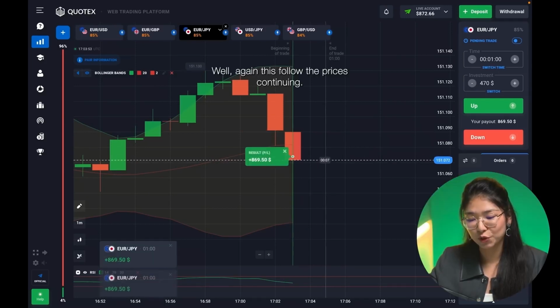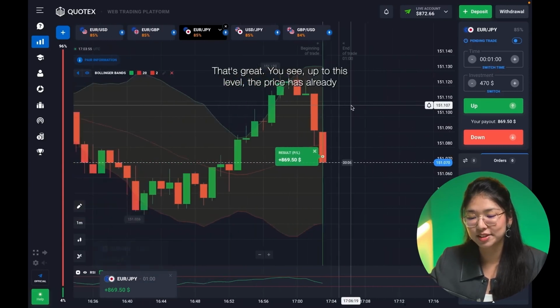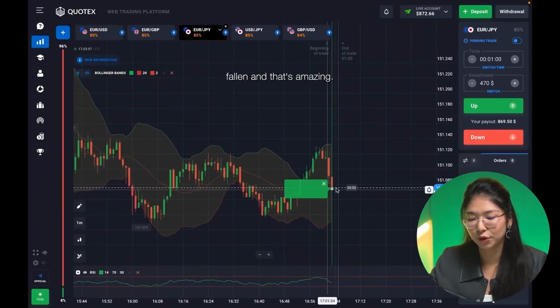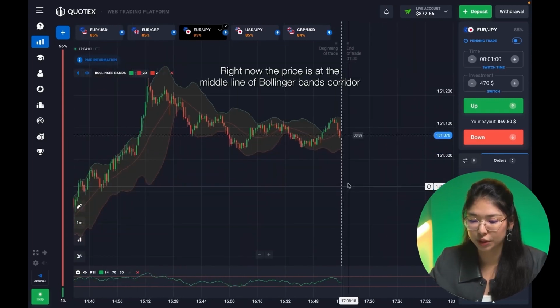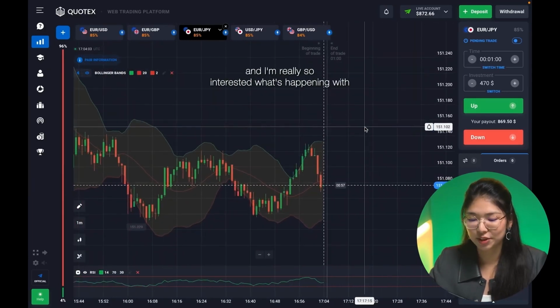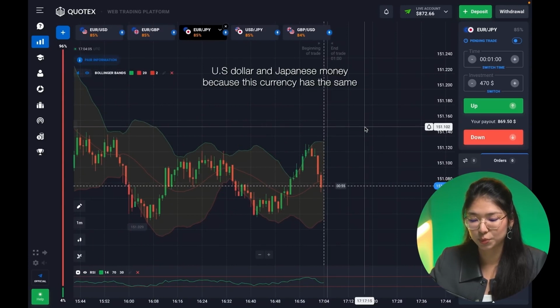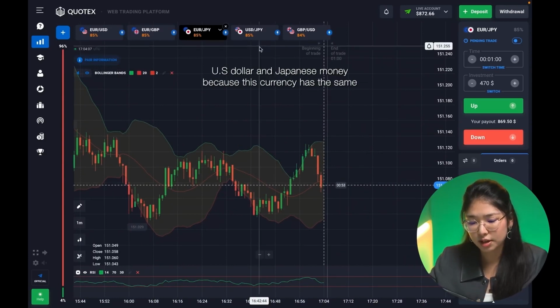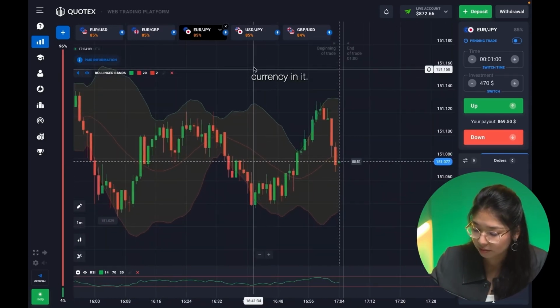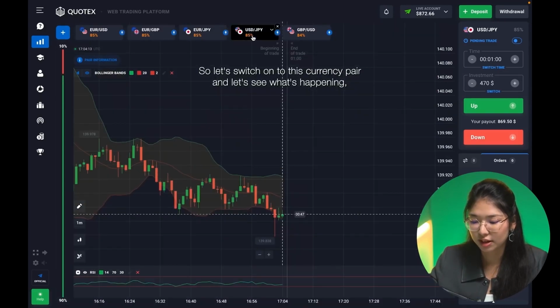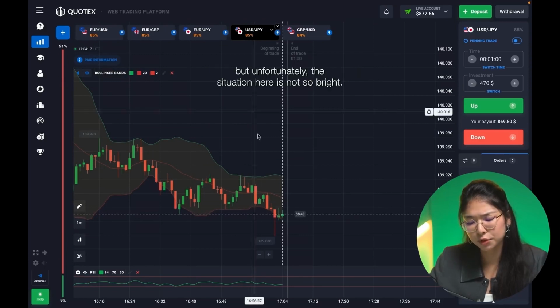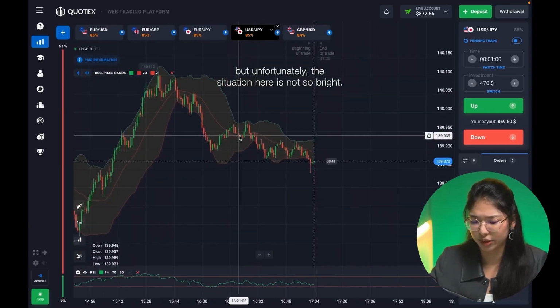Well, again, the price is continuing to fall. That's great. You see, up to this level the price has already fallen, and that's amazing. Right now the price is at the middle line of the Bollinger Bands corridor, and I'm really interested in what's happening with the US dollar and Japanese yen, because this currency has the same currency in it. So guys, let's switch to this currency pair and see what's happening. But unfortunately, the situation here is not so bright.